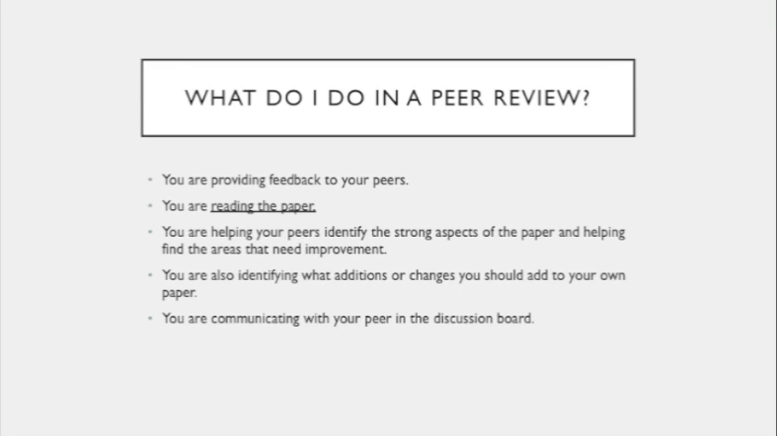Again, make sure that you do all of the following. Read the paper. That's super important. It's very crucial because if you don't read the paper or you skim through it, you may miss out on some opportunities for your peer.